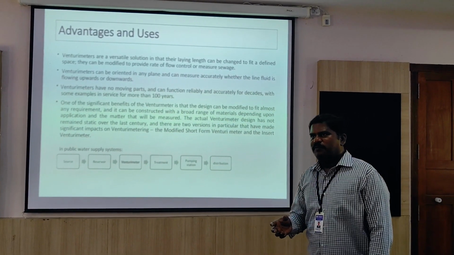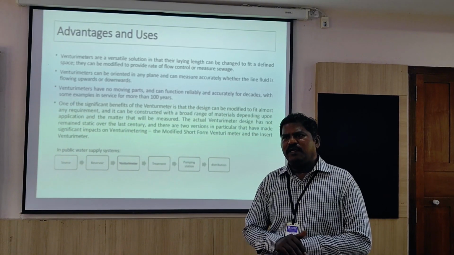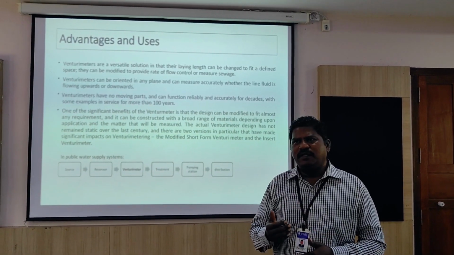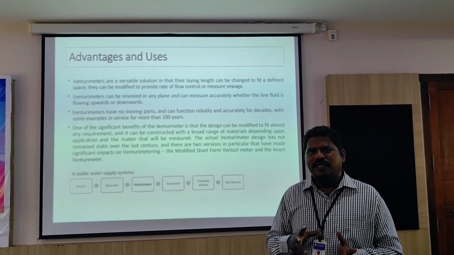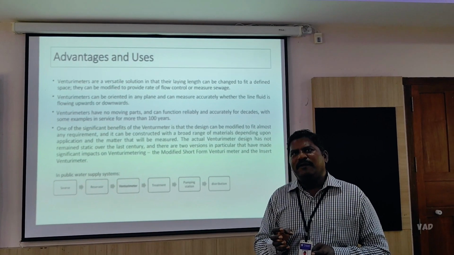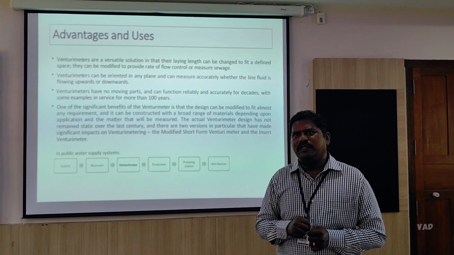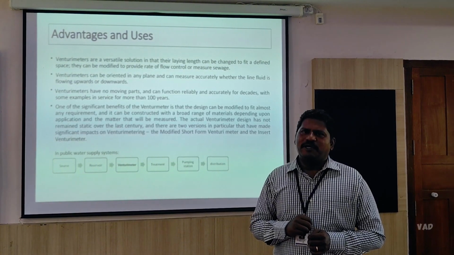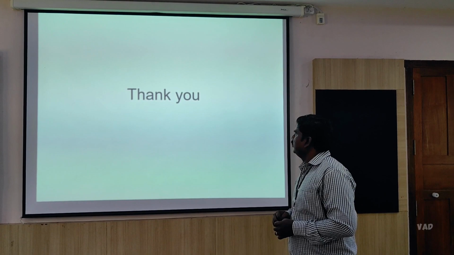Finally, with the help of the venturimeter we can find the rate of flow, and if we need we can reduce the rate of flow, or if we need we can increase the rate of flow, depending upon the liquids or gases used in the pipelines. Especially these venturimeters are helpful in gasoline pipes. Thank you.